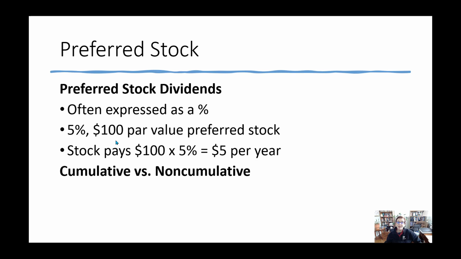It could also be a dollar amount. So it could just be $5 $100 par value preferred stock, and that tells you that the $5 is the amount of the dividend. Now, preferred stock can be cumulative or non-cumulative. Cumulative means that if the company does not pay preferred dividends one year, then the company has to make up those dividends in future years before they pay common stockholders. Non-cumulative just means that if they don't get paid their dividends one year, the preferred stockholders do not get their dividends made up in future years.